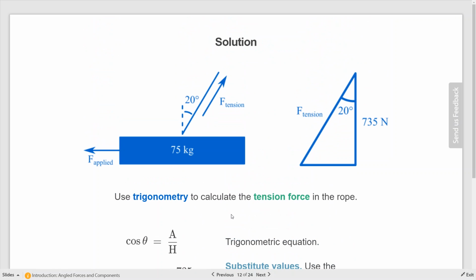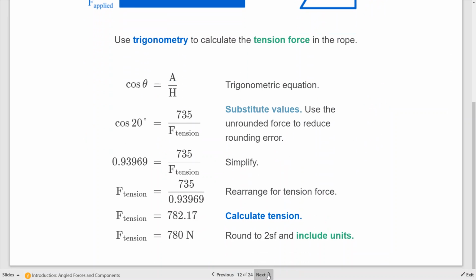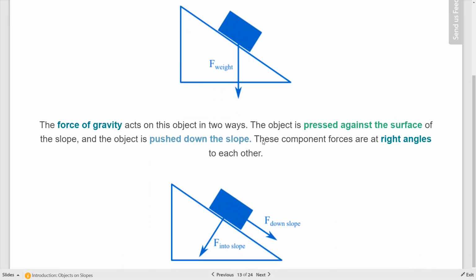The only thing you've just got to watch out for is which force is the opposite, which force is the adjacent, and which force is the hypotenuse. And as long as you can work all that out, the maths is pretty straightforward. So applying that to objects on slopes, we have this object on a slope here. The weight force is always straight down. So the weight force points straight down.